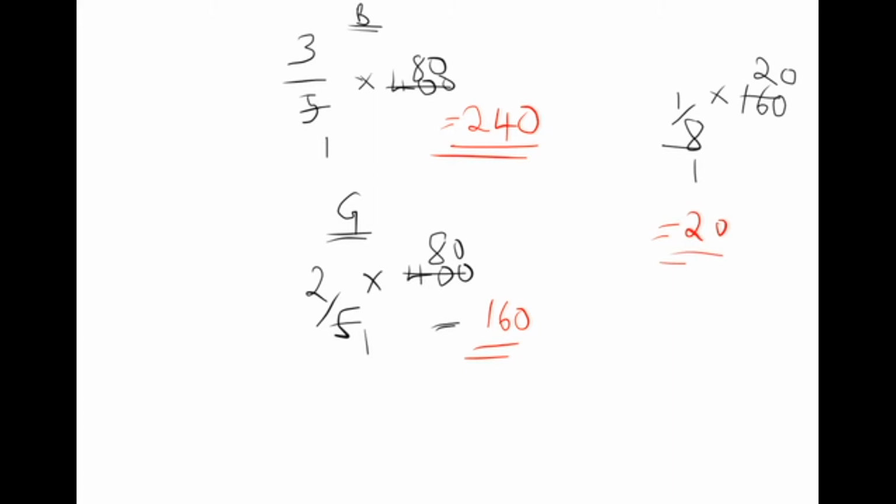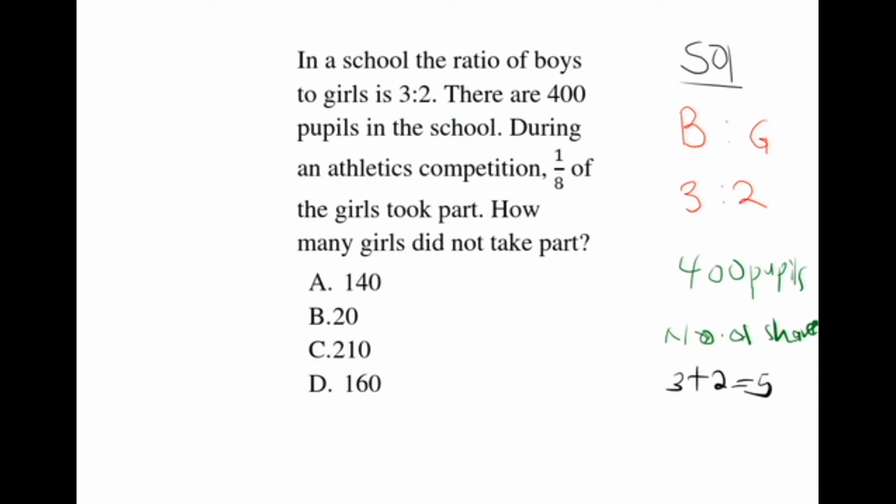How many girls did not take part in the competition? 160, the total number of girls, minus the girls who took part in the competition. We get 140. Therefore, our correct choice is A. 140 girls do not take part.